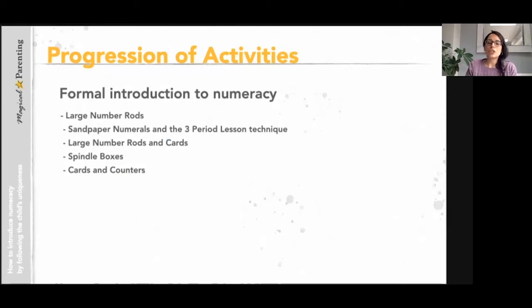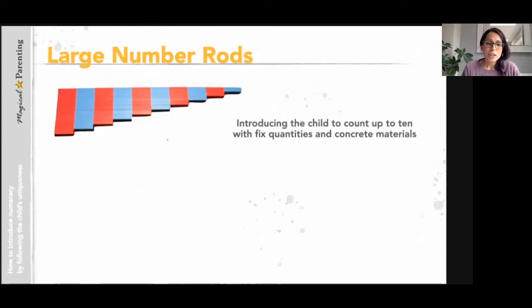So the first one is the large number rods. The large number rods consist of 10 wooden rods. They are colored with alternating colors: red, blue, red, blue, red, blue. The first one is 10 centimeters long, and the biggest one is 1 meter long. So they are quite big tools to use. And the aim is to introduce the child to counting up to 10 with fixed quantities and concrete materials.